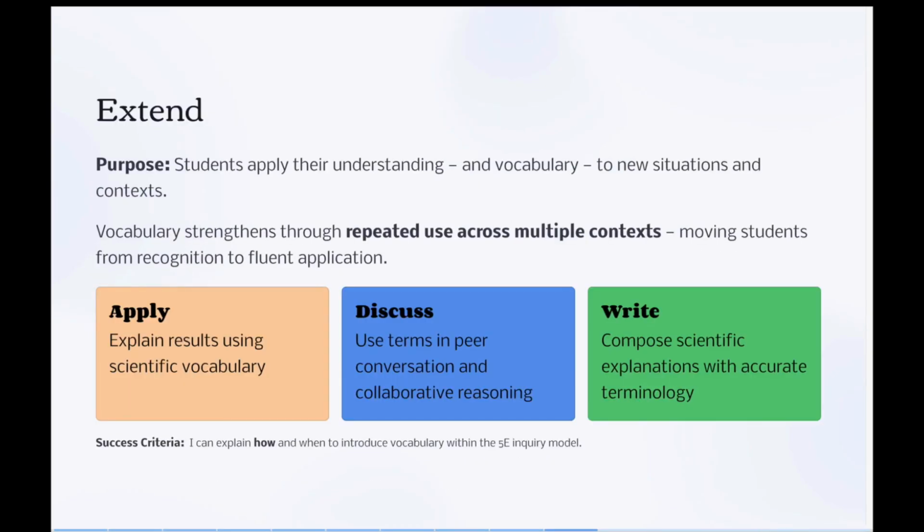During the extend phase of the 5E model, the purpose is for students to apply their understanding and vocabulary to new situations and contexts. Vocabulary strengthens through repeated use across multiple contexts, moving students from recognition to fluent application. Students need to apply, which means they explain results using scientific vocabulary. They need to discuss by using terms in peer conversation and collaborative reasoning, and they need to write by composing scientific explanations with accurate terminology. And this is how to introduce vocabulary within the 5E inquiry model.